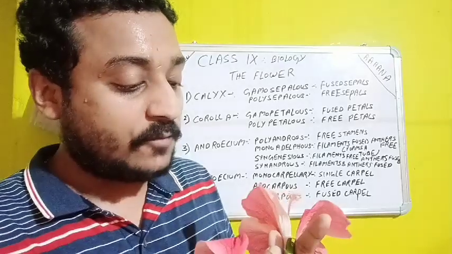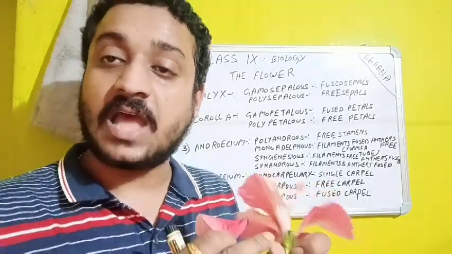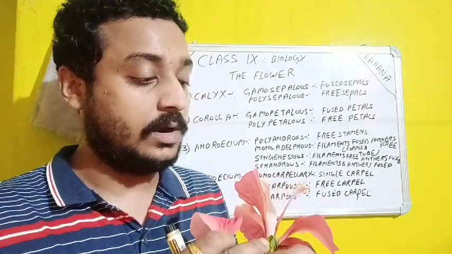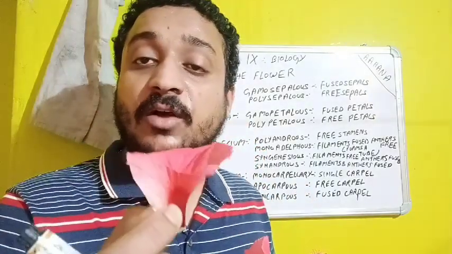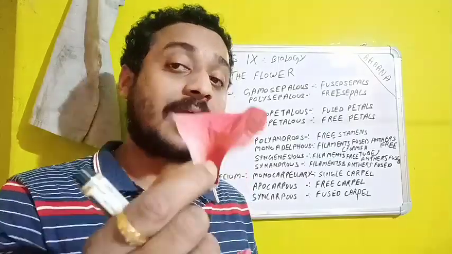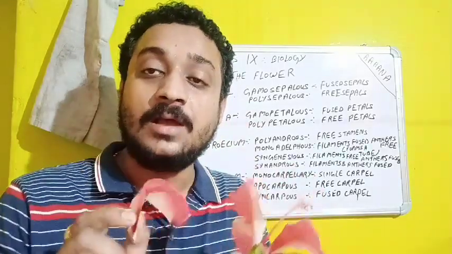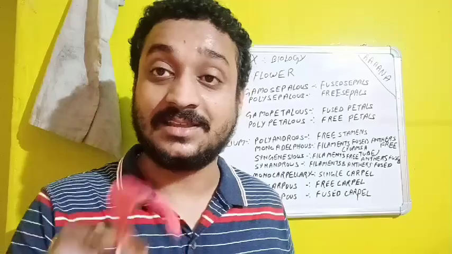Since the main function of the calyx is to generate food, because it has chlorophyll, it will produce food for the flower and the food will be transported to the flower. The corolla's main function is to make the flower very attractive so that the insect could come and sit for pollination. I think it's clear to you.